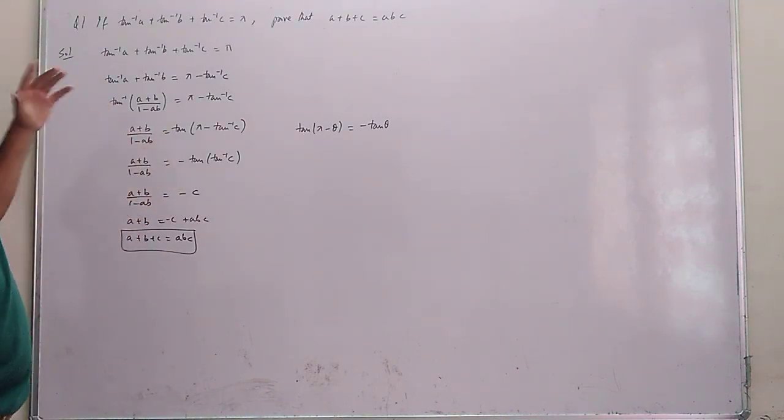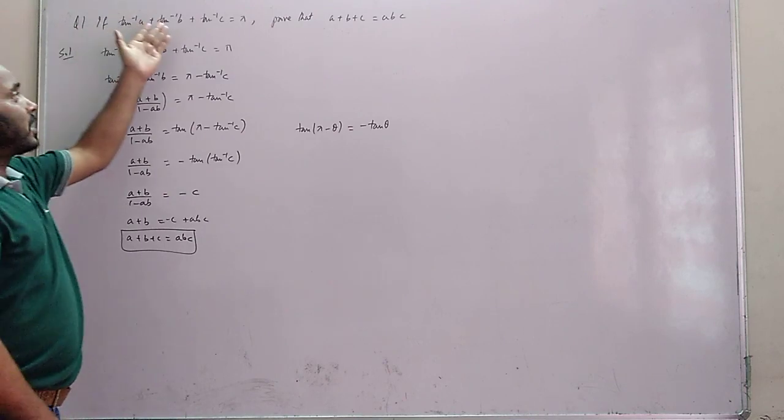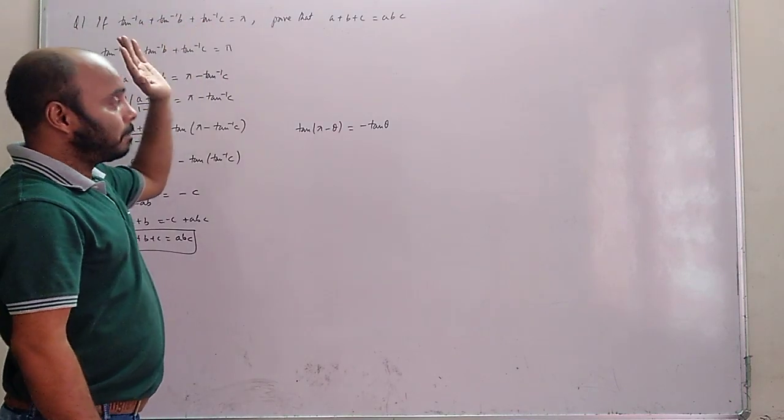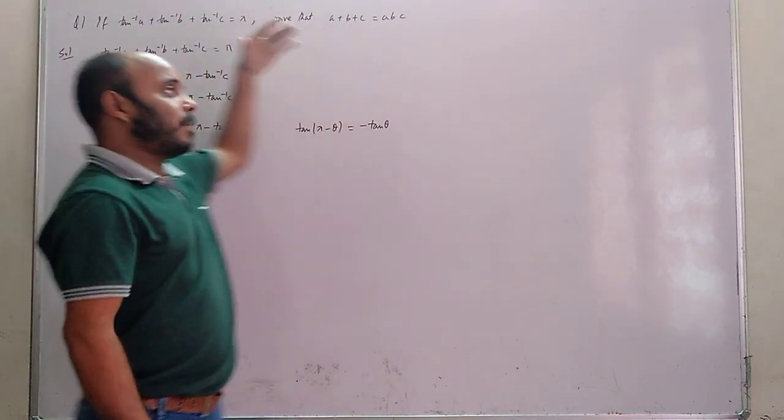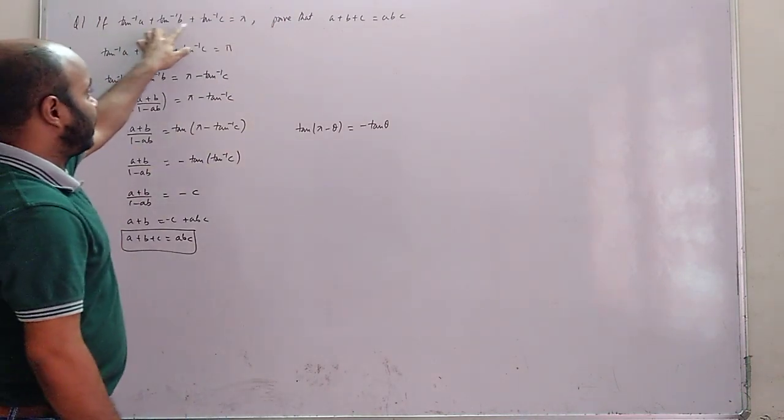But for dealing with tan inverse questions, like see, tan inverse something plus tan inverse something plus tan inverse something equals something, pi. Prove that. Okay, this type of sum. Tan inverse A plus tan inverse B plus tan inverse C equals pi.